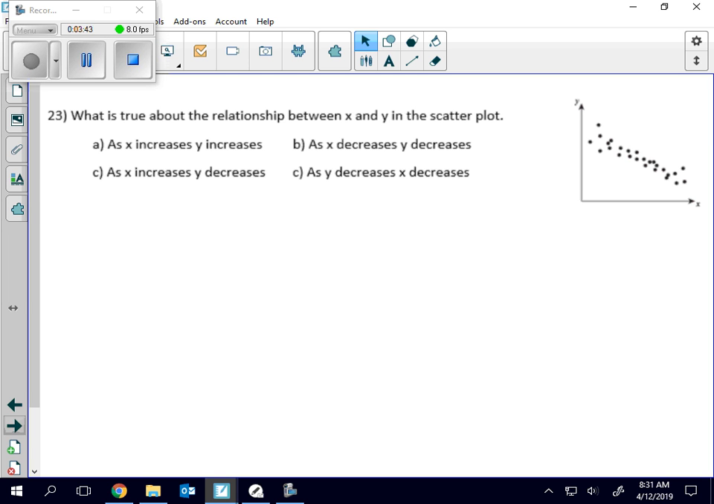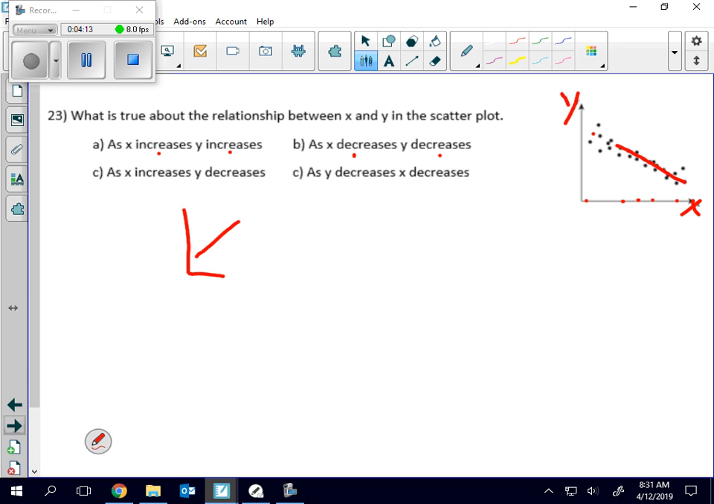All right, number 23. What's true about the relationship between x and y in the scatter plot? And they gave us that this is x and this is y. So what's happening? As x gets higher and higher, our graph is going down. Which one says that? As x decreases, y decreases. No, that's not the case. As x increases, y increases. No, that would be going up. We don't have that. As x increases, y decreases. Choice C.